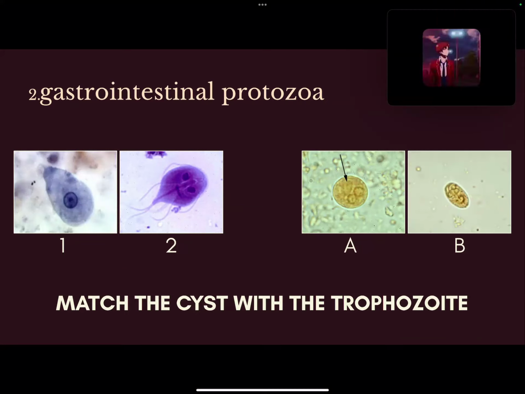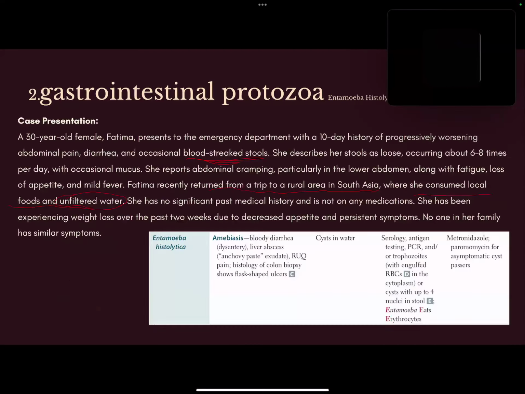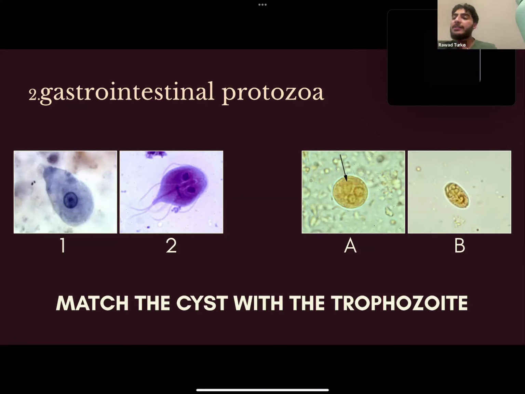2 with B, I think, and 1 with A. Yes. So, sorry, what was the answer? You said 2 with B and 1 with A? Yes. Okay, perfect. 2 with B is going to be the Giardia. 1 with A is going to be amoeba. Exactly, Entamoeba. And which one causes, without using names, just give me a number or a letter.